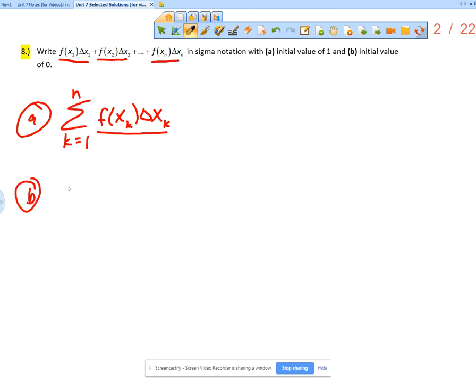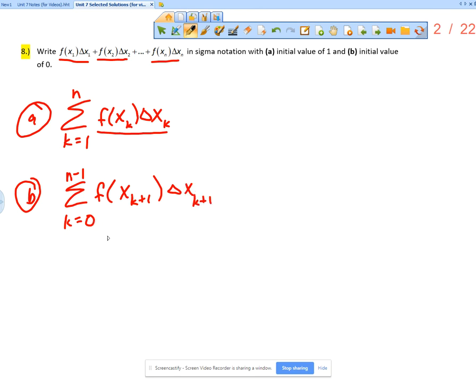It says with an initial index value of 0. So now, sum from k equals 0 to what? Well, if I've subtracted 1 there, then that means I have to subtract 1 from n, giving n minus 1. All right, but now, instead of subtracting 1 there, I need to add 1. So f of x sub k plus 1, and then delta x sub k plus 1, right?